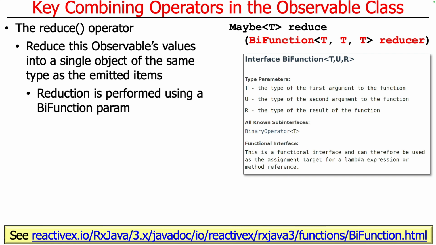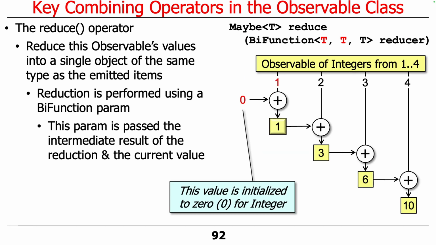So as you may recall, a bifunction is used to take two operands and reduce them, do something to them, and then return a result. The parameter that's passed to this reducer is the intermediate result of the reduction and the current value. So for example, let's say we're going to have an observable with integers from 1 to 4. Very simple, but makes the case. So we'll start out with the initial value of 0.